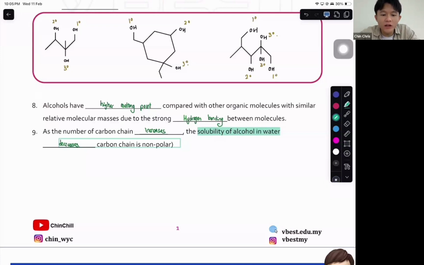Hydrogen bonding is a weak one. Since when? Hydrogen bonding is the strongest IMF, boy. Since when is it a weak one? Okay, guys, next page, please.